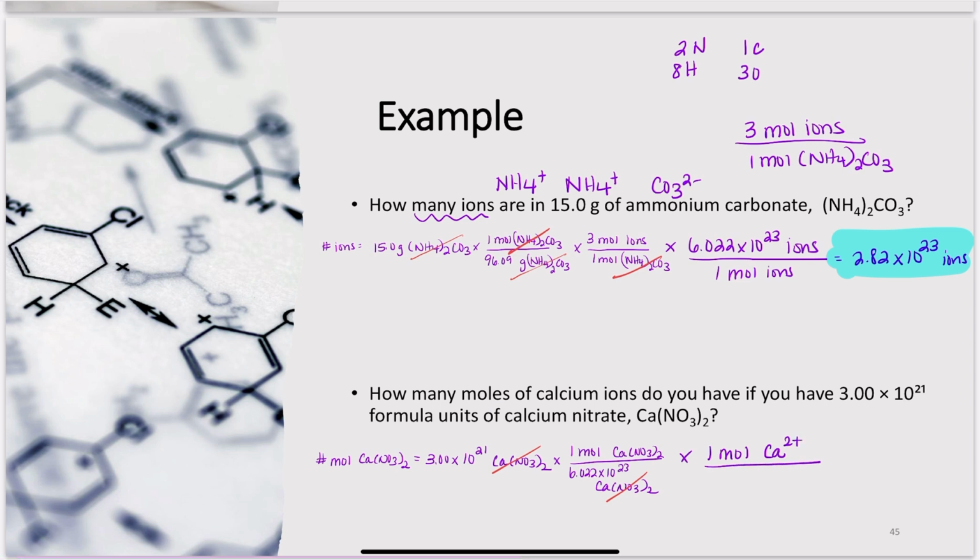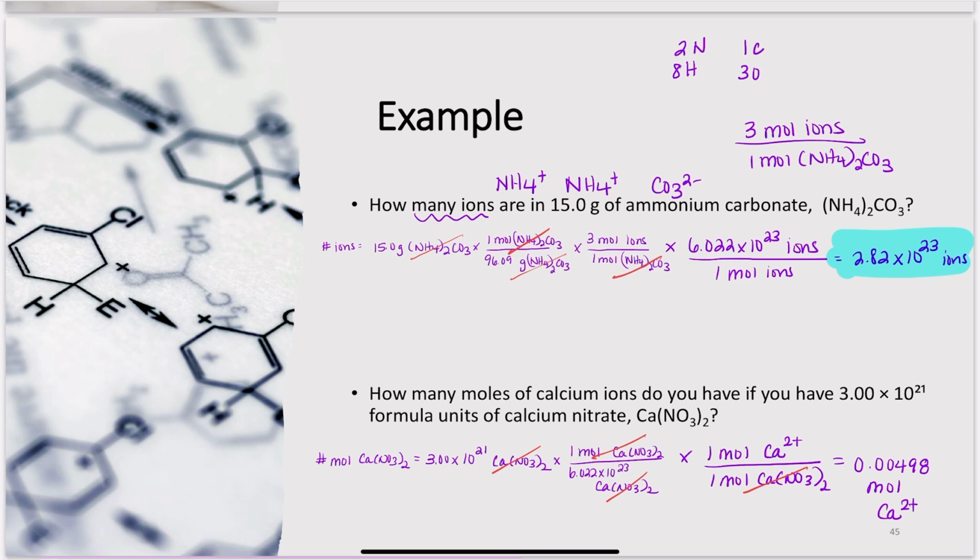1 mole of calcium ions. Calcium is a 2+ charge. It's one of your alkaline earth metals, always a +2 charge. Plus I know nitrate, my polyatomic, is always a -1. 2 of them equal out to a calcium being a +2 charge if I forget. 1 mole of calcium ions for every 1 mole of calcium nitrate. Cancel out my moles of calcium nitrate, and now I'm in moles of just calcium ions. I calculate this out, and I get 0.00498 moles of calcium 2+.